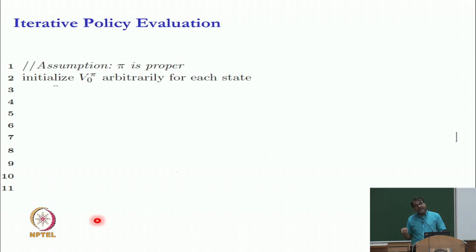That means that from every state I will finally reach the goal. I do not know in how many steps, but I will finally reach the goal in a finite horizon. Under that assumption this algorithm works. It basically says you can initialize V0 pi arbitrarily, but finitely. Just don't do infinity minus infinity. You can do it all zeros, all 2s, all 55, some 1, some minus 1, some 35, some minus 35.